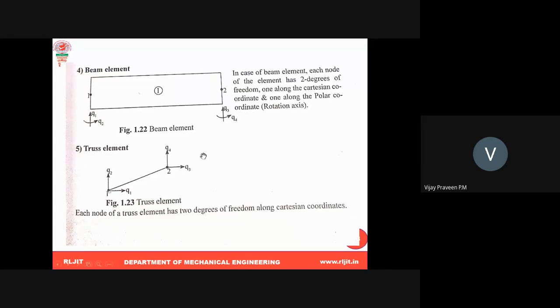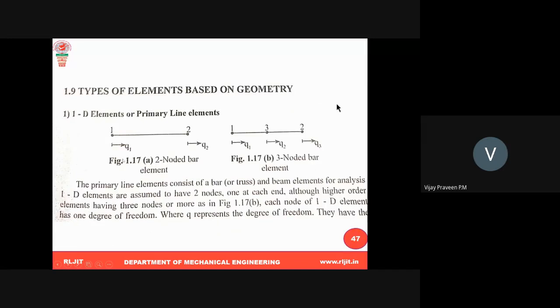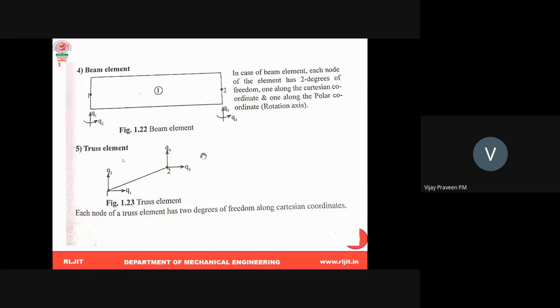And the difference here compared to the bar element is that here also there are 2 degrees of freedom at each node. One is the linear displacement along the x-axis, one is the linear displacement along the y-axis. So for node 1, Q1, Q2, and here Q3, Q4. So in case of a beam, one is linear and one is rotation. But in case of a truss, both are linear in x and y. Whereas in case of a bar, it will only move in one direction. That's why it's only 1 degree of freedom. So all these three come under 1D elements.